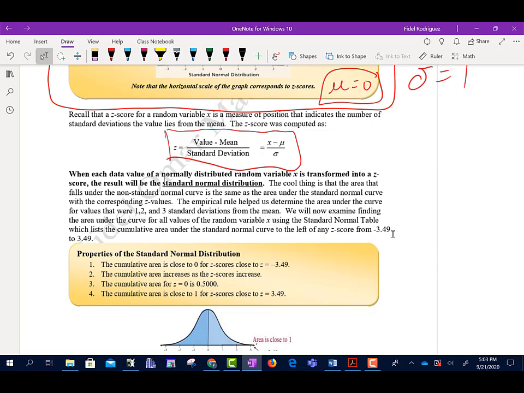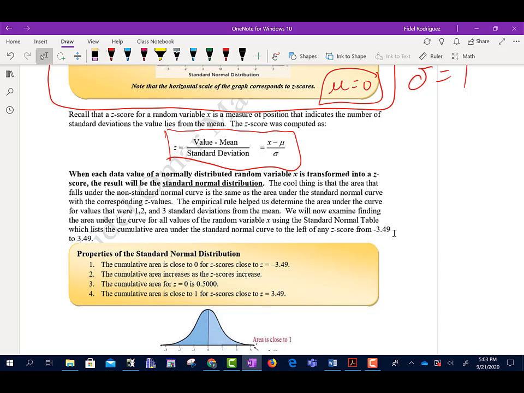The cool thing is that the area that falls under the non-standard normal curve is the same area under the standard normal curve with the corresponding z-values. The empirical rule helped us determine the area under the curve for the values that were 1, 2, and 3 standard deviations from the mean.